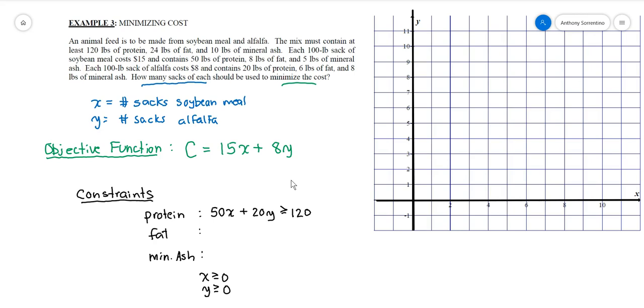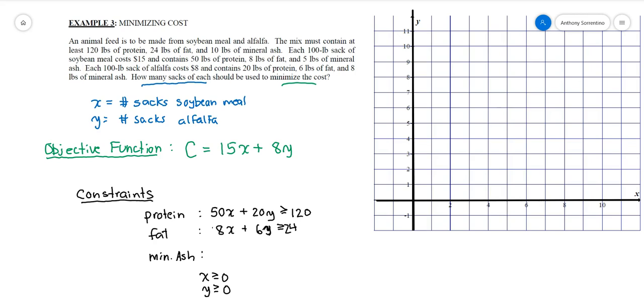For the fat, I get 24 pounds of fat for each 100-pound bag of the soybean meal, 8 pounds of fat from the alfalfa for each bag, and I need to get at least a grand total of, just want to make sure. Sorry, I had those mixed up a little bit. So I have to have at least 24 pounds of fat. 8 of that does come from the soybean meal. 6 pounds comes from the alfalfa. So I had those mixed up a little bit.